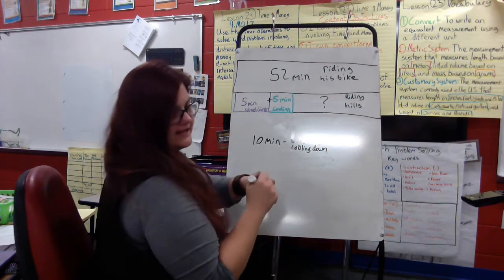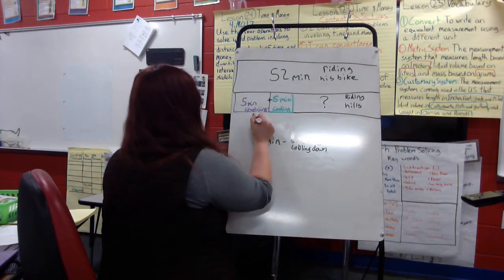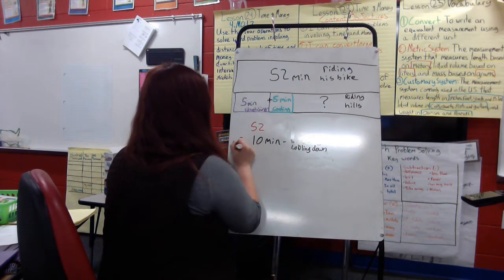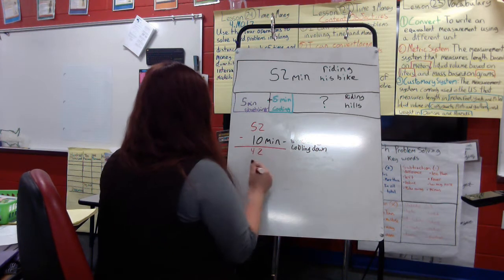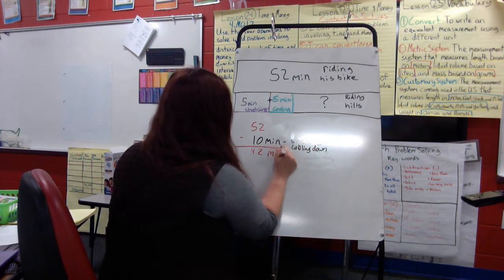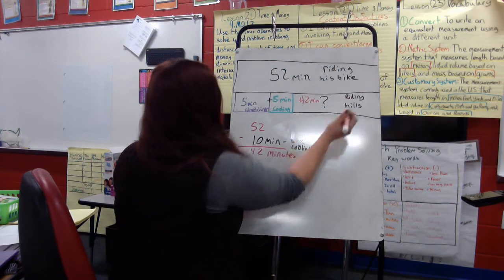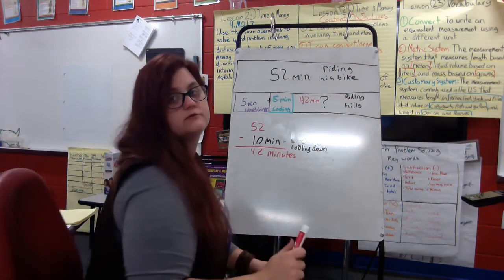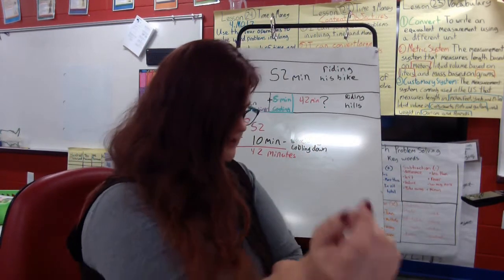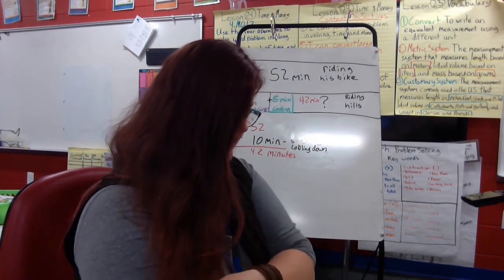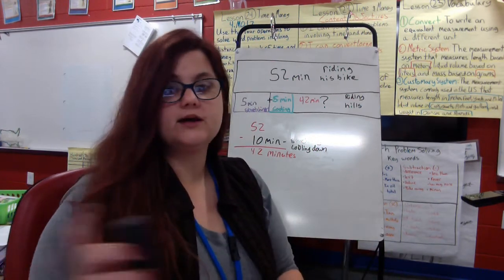Our bike ride lasted a total of 52 minutes. So we're just going to subtract. 2 minus 0 is 2, 5 minus 1 is 4. So we spent 42 minutes riding the hills. Once you get the hang of it, it starts becoming a lot easier. This one we actually didn't even have to do any kind of conversions with. So we lucked out on that.